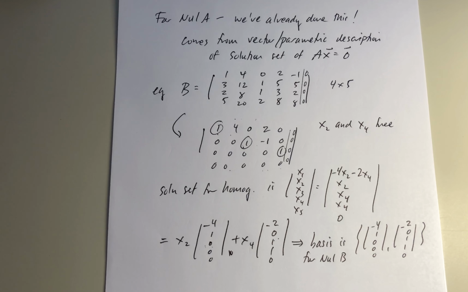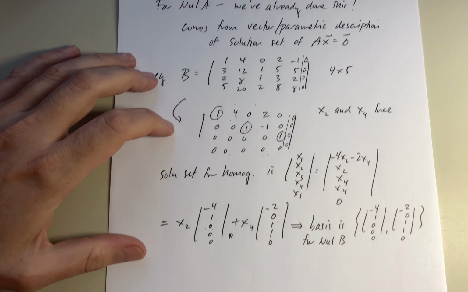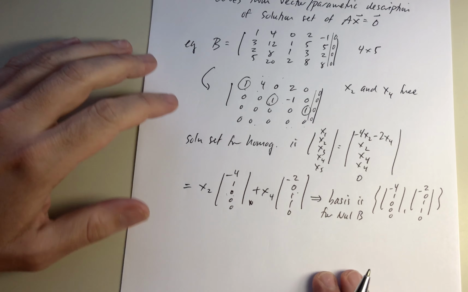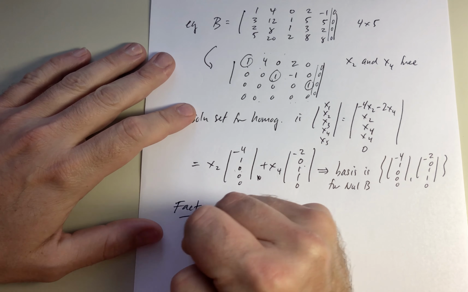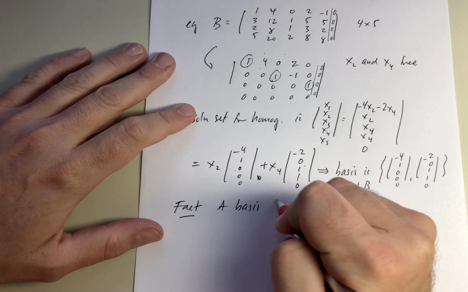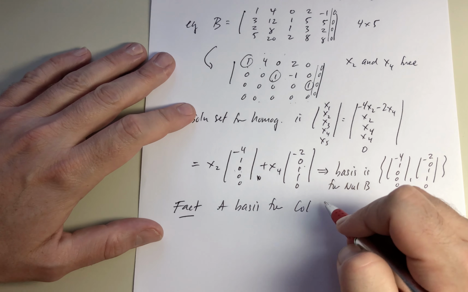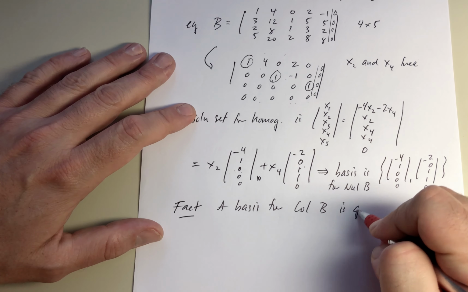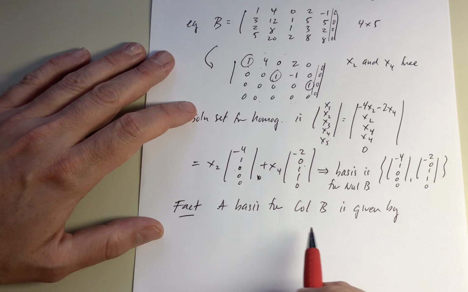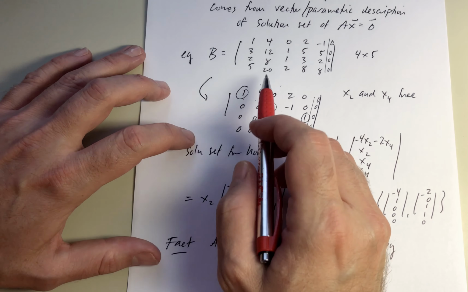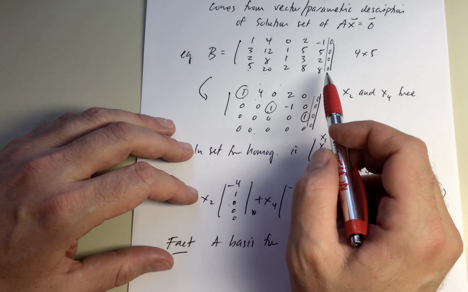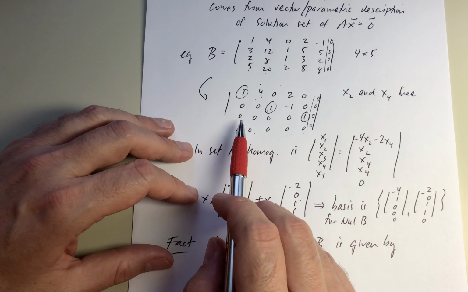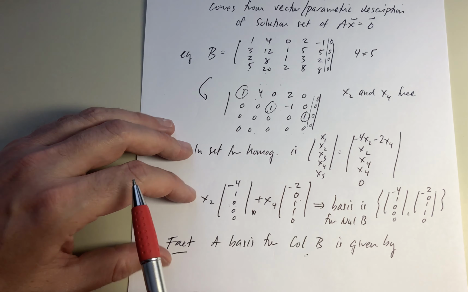So what about the column space of B? Maybe I'll just write down a fact, and then I'll somewhat justify this, just so you have it on the same page here. So the fact is that a basis for the column space of B is given by, well, remember that the column space by definition is the span of the columns, so the span of these 5 vectors. But in general, this will be a linearly dependent set. In fact, we know that's dependent because there are free variables here.